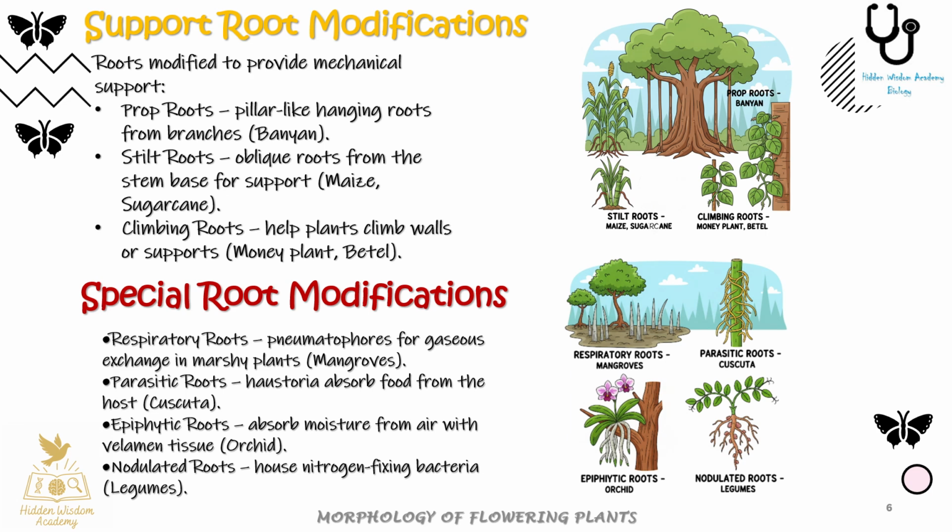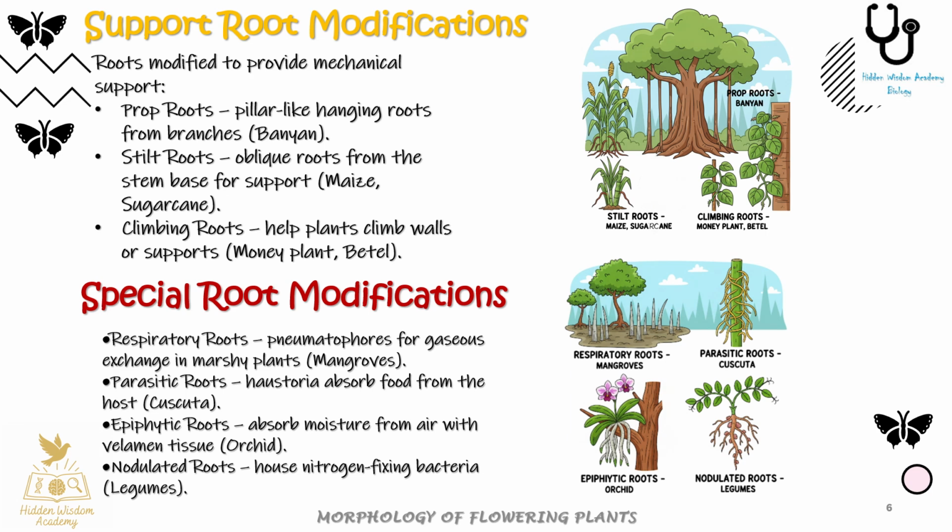Let's talk about support root modifications. Some roots are modified to give support to the plant. Prop roots in banyan trees grow from branches and act like pillars. Stilt roots in maize and sugarcane grow slanting from the stem and provide support. Climbing roots in money plant and betel help the plant attach and climb surfaces.